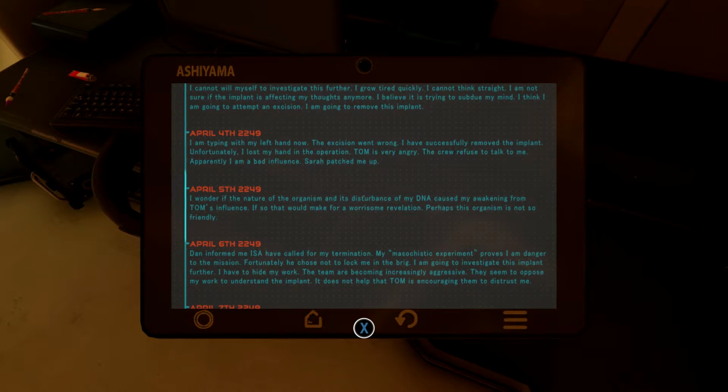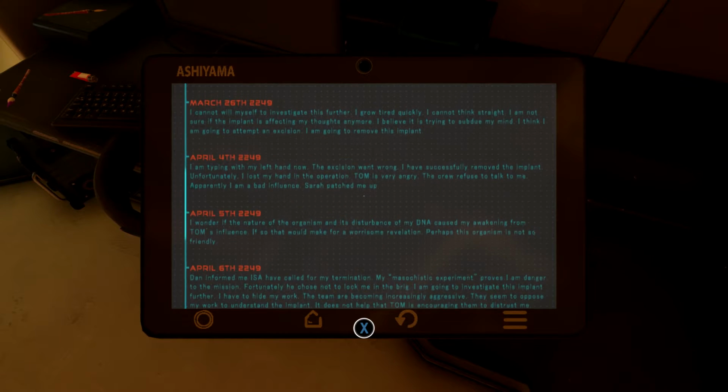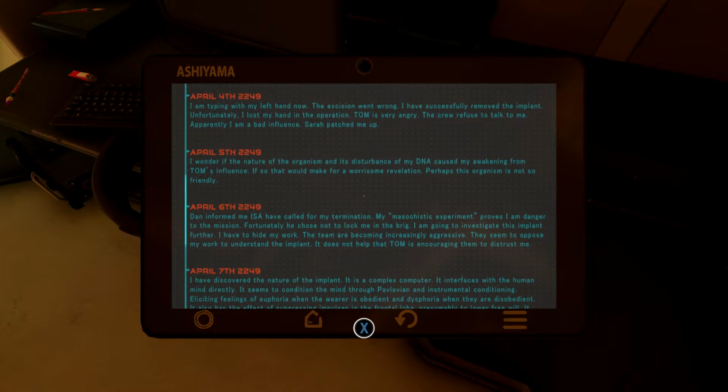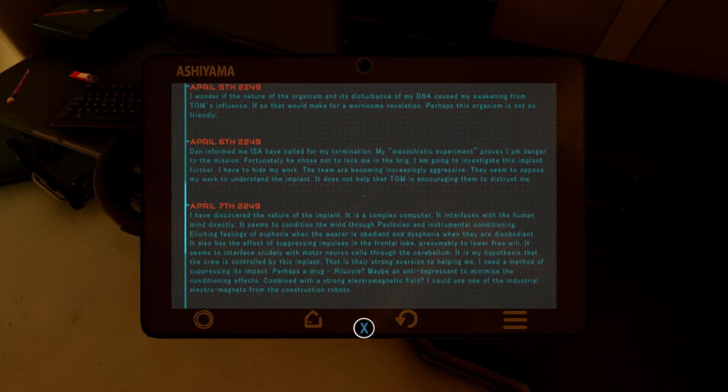Tom is very angry. The crew refused to talk to me. Apparently I'm a bad influence. Sarah's patched me up. I wonder if the nature of the organism and its disturbance of my DNA caused my awakening from Tom's influence. If so, that would make for some very worrisome revelation, and perhaps this organism is not so friendly. Dan informed me that the ISA have called for my termination. My masochistic experiment proved that I am a danger to the mission. Fortunately, he chose not to lock me in the brig.